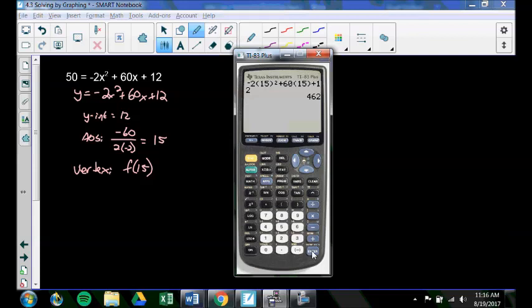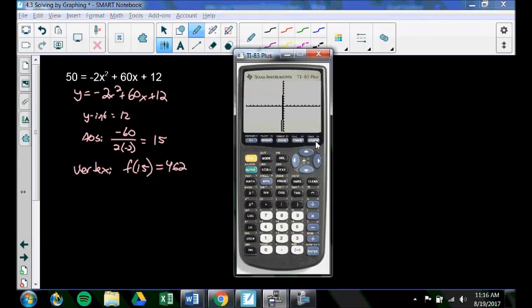The vertex is 462. Well, I don't want to graph that by hand. And I don't know if there's any value to me graphing that by hand, because I'm not going to be very precise or very accurate. It's going to be a bit of a mess. So let me graph it on here. I press the y equals button. Y equals negative 2x squared plus 60x plus 12. I press graph, and that's not super helpful.